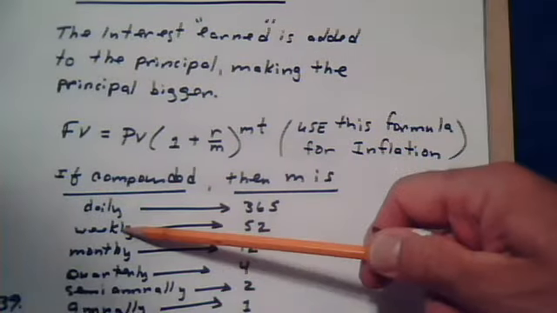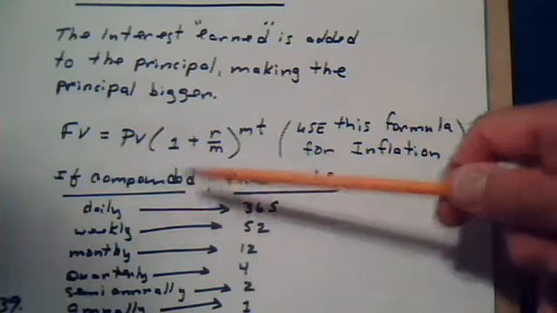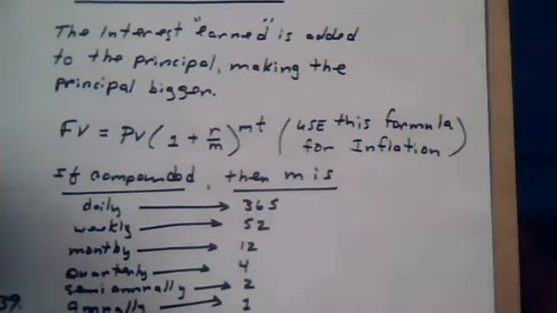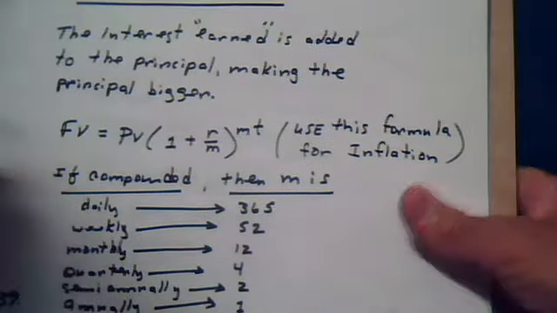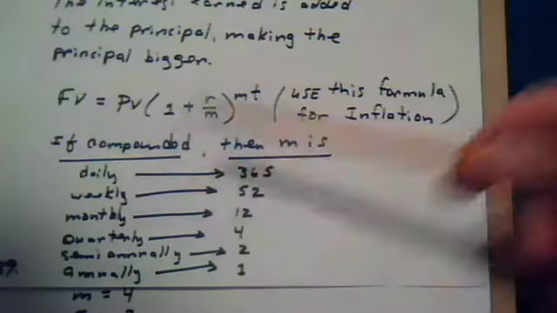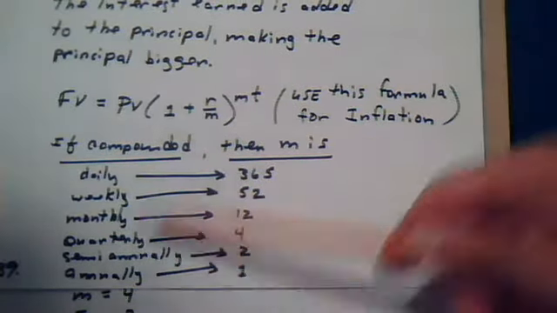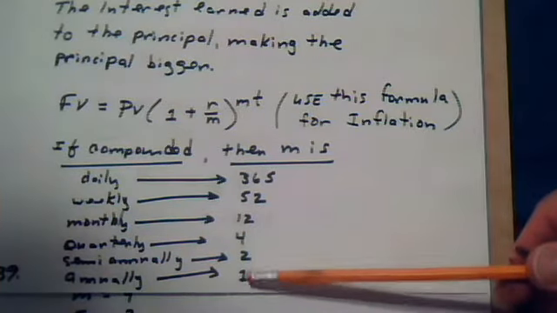If compounded weekly, the M is 52. Compounded monthly, then the M is 12. Compounded quarterly, the M is 4. Semi-annually, the M is 2. Annually, the M is 1.